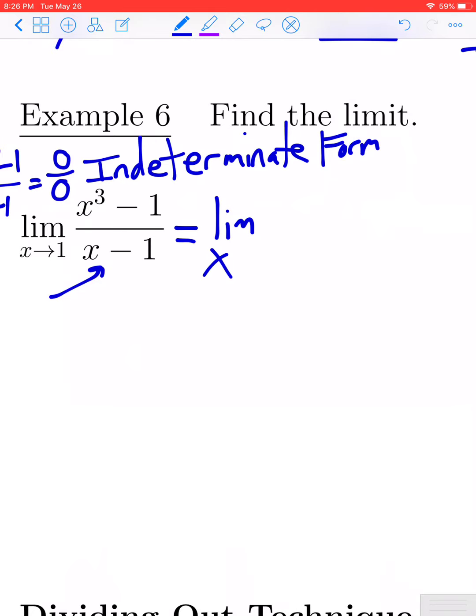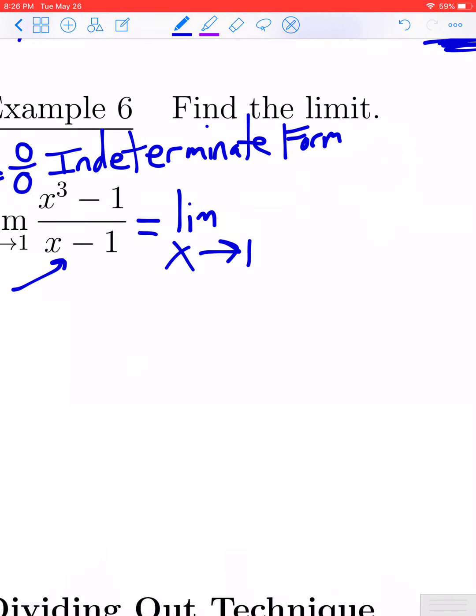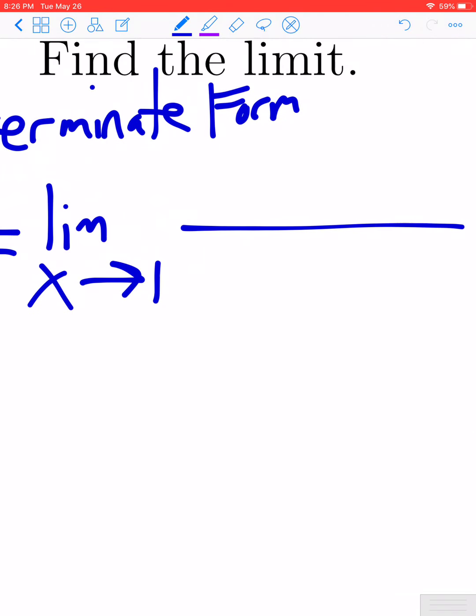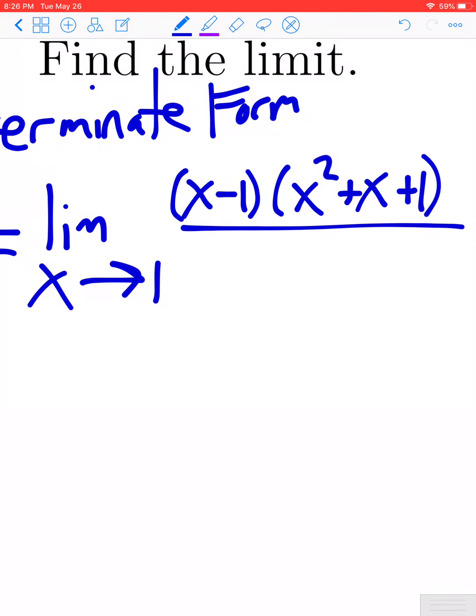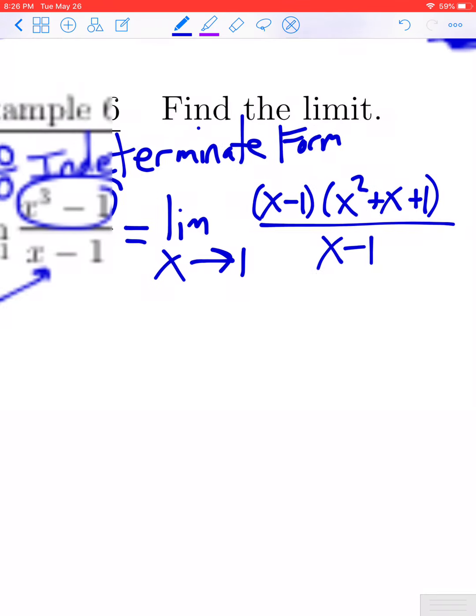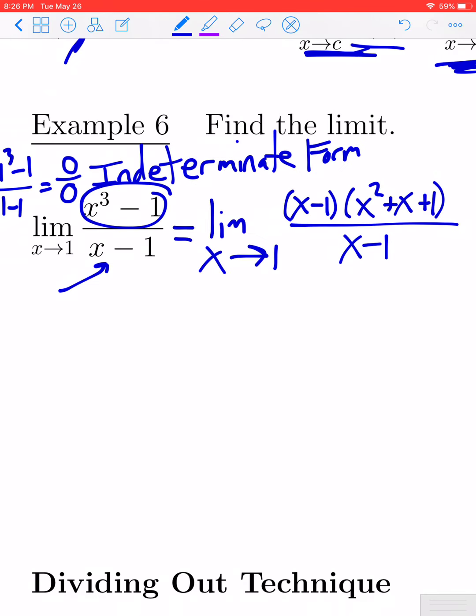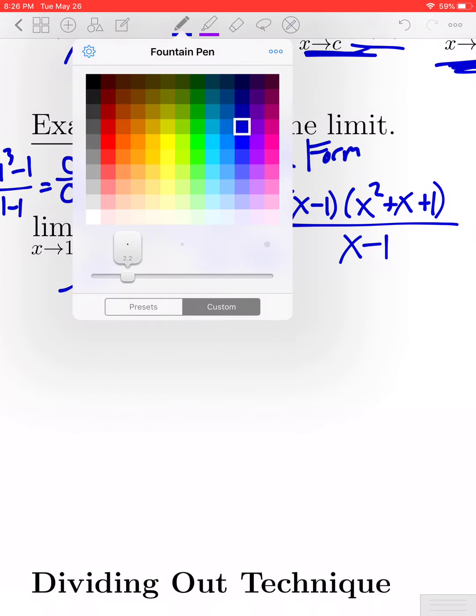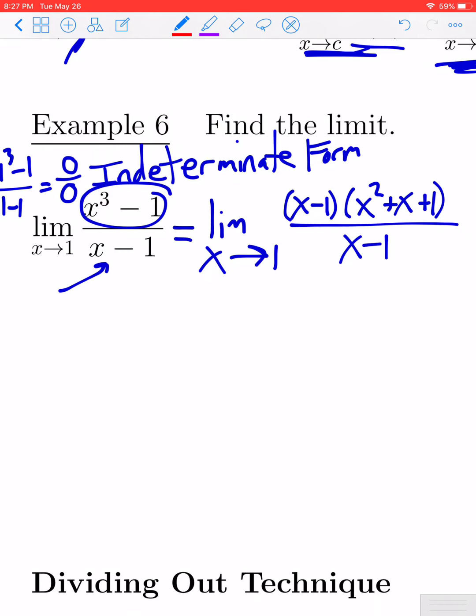We can algebraically simplify this function by factoring. Maybe some of you haven't done this in a while, but x cubed minus 1 is what we call a difference of cubes, and differences of cubes factor. This factors as x minus 1 times x squared plus x plus 1, and then this is all over x minus 1. So that difference of cubes in the numerator factors, and as a result of this, we can algebraically reduce this expression inside the limit because we have a common factor that cancels.